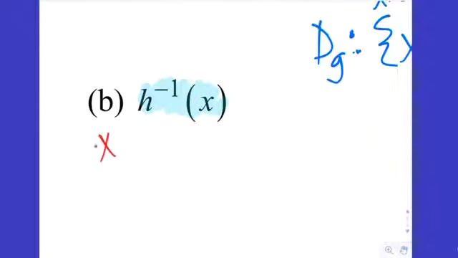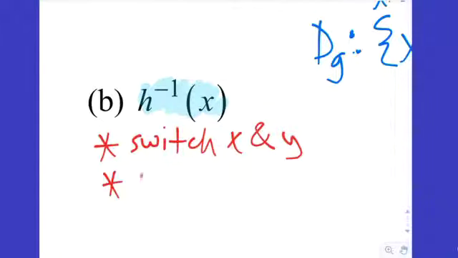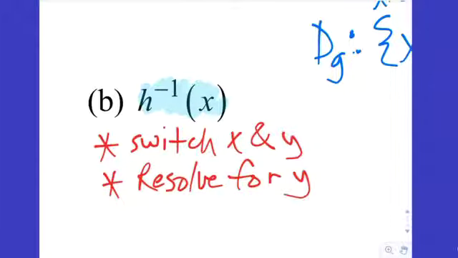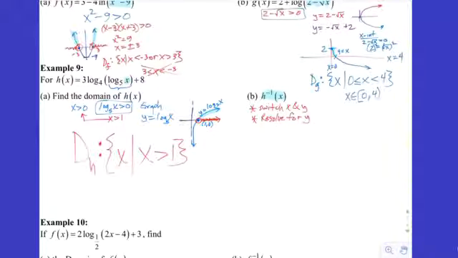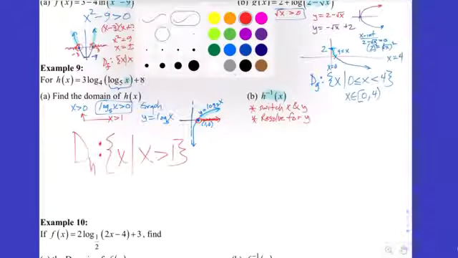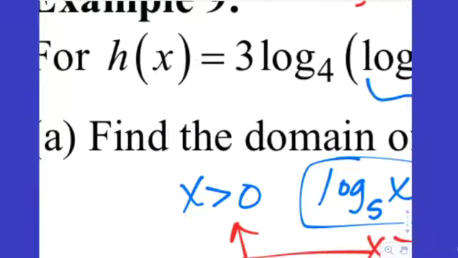Yeah, very good. To find inverses, you're going to switch or interchange, whatever you want to call it. You're going to switch x and y, and then you're going to resolve for y. So h to the negative first is h inverse. So let's go ahead and do that. H of x, remember, is just a fancy name for the y value.